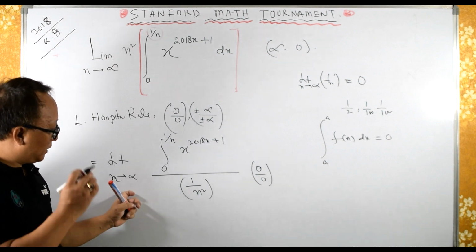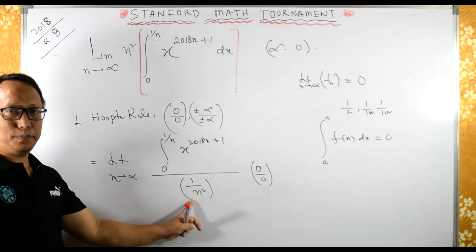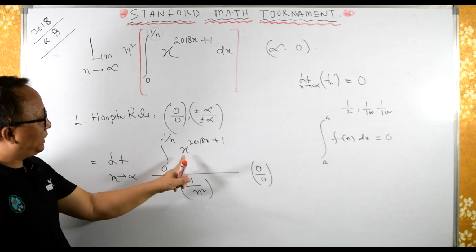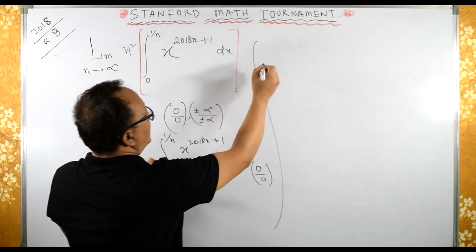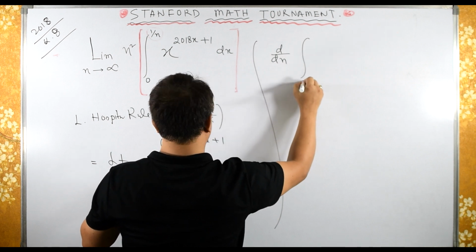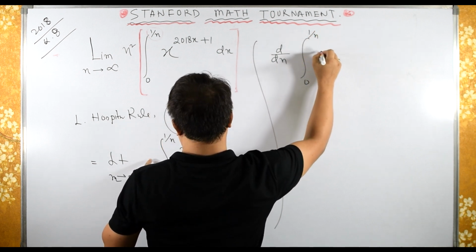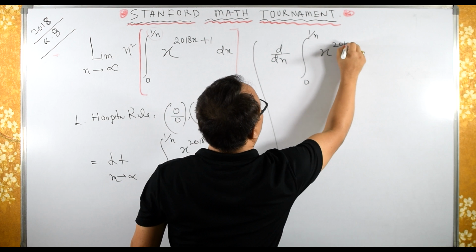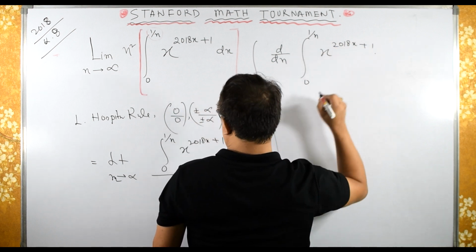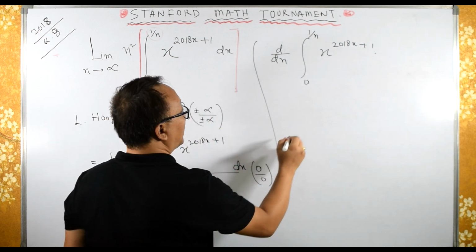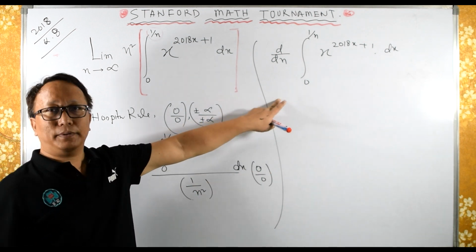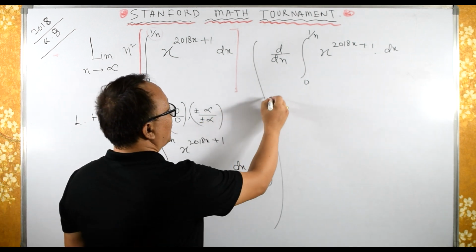Differentiation of the denominator with respect to n is very easy, but how about the numerator? Let's see how to differentiate this. What is d by dn of the integral from 0 to 1 by n of x raised to 2018 over x plus 1, dx? Here we also have dx. So now I will use the fundamental theorem of calculus.